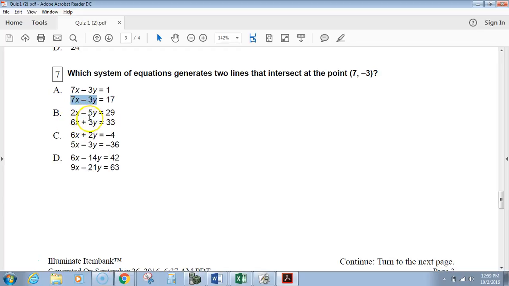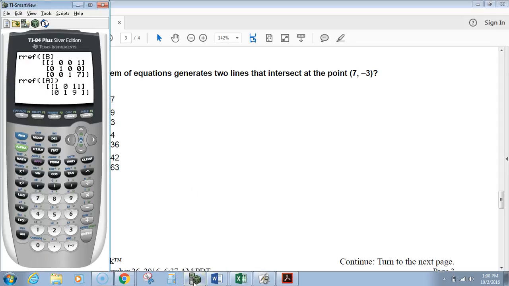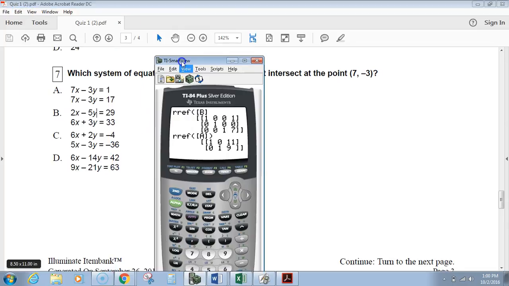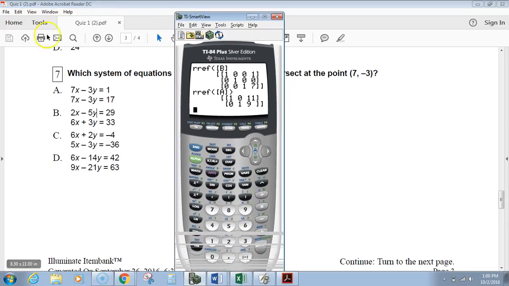Or you could go back through and put and solve them each to see if you get the answer. But what I think you should do is go ahead and practice using the calculator with what we were just kind of trying. This would be a great one to practice that on. And you could just put each one in there and see if it works.